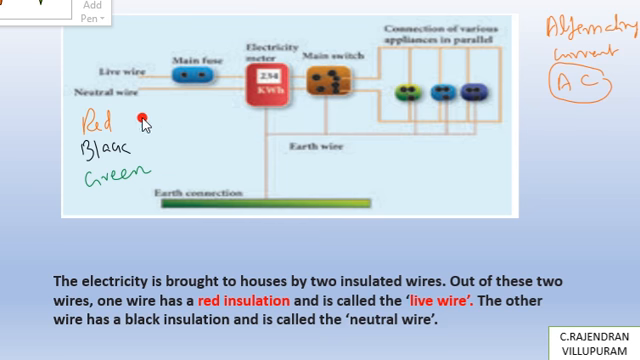The red wire we call the live wire or main wire. The black wire we call the neutral wire and the green we call earth. So these are the 3 types of insulation. Right, the red wire means the main current will flow through this wire. All these three wires are insulated wires.